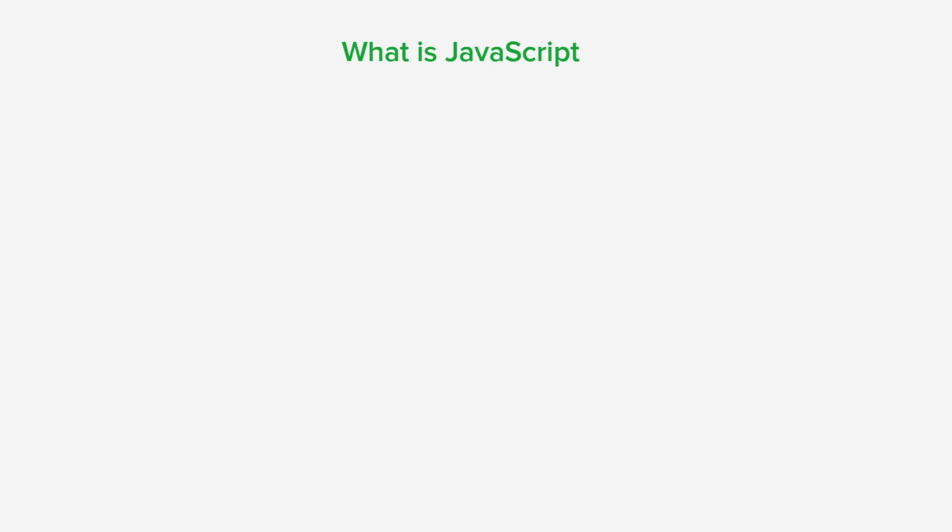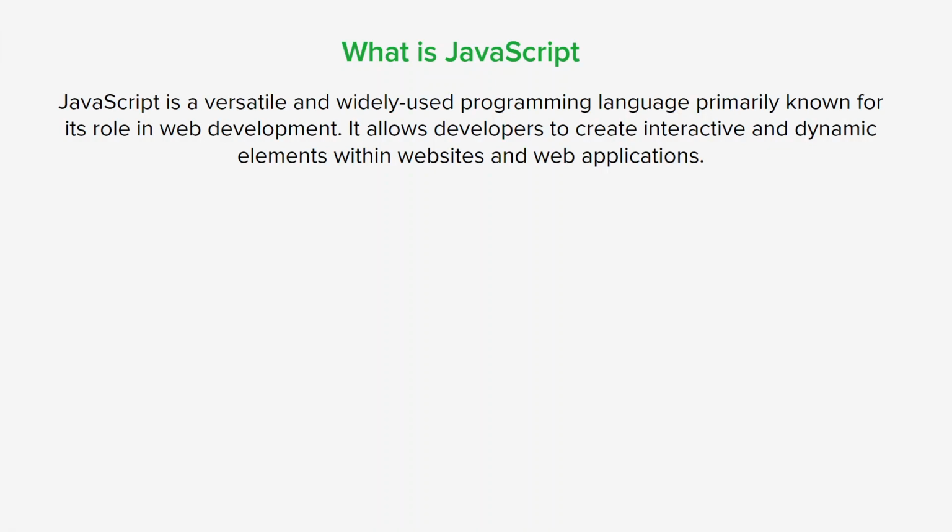So what is JavaScript and what is it used for? JavaScript is a versatile and widely used programming language, primarily known for its role in web development. It allows developers to create interactive and dynamic elements within websites and web applications. JavaScript is executed on the client side, meaning that it runs directly in the user's browser, enabling real-time changes to the content and appearance of a web page without requiring a full page reload.